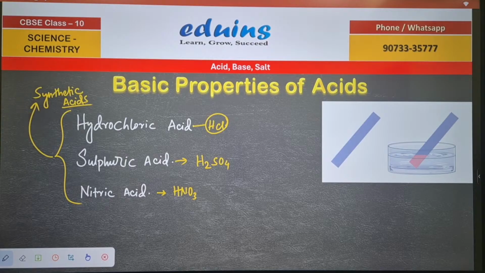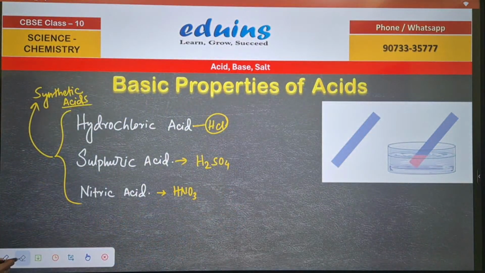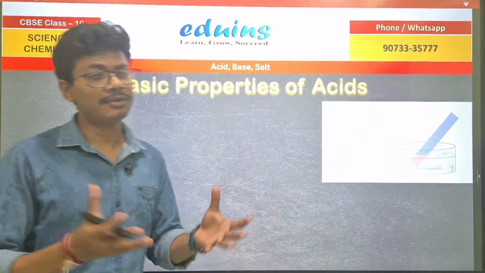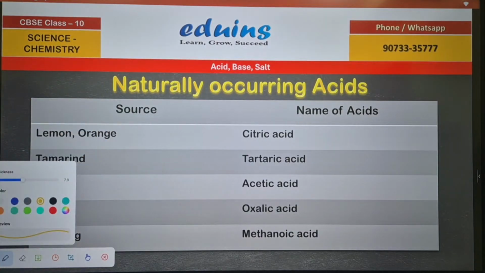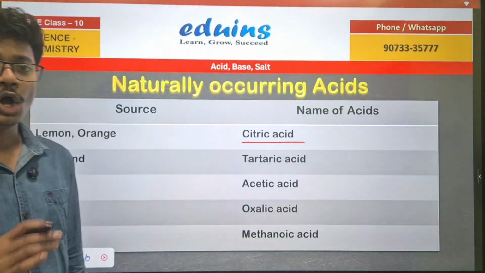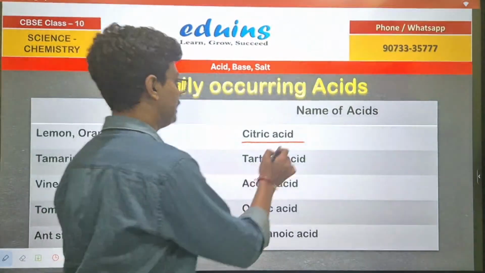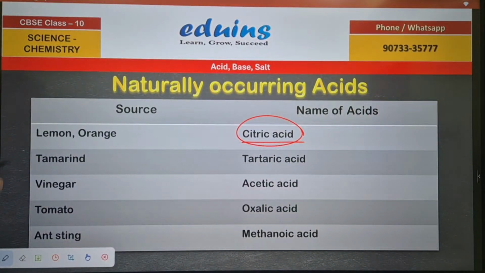Okay, I hope you got the points, the examples of acids. But these are mainly synthetic acids. Now let's talk about some natural acids that we find in our food and our surroundings. What are they? Lime or lemon and orange contain citric acid. In lemon or orange we find a natural acid, and the name of the acid is citric acid.